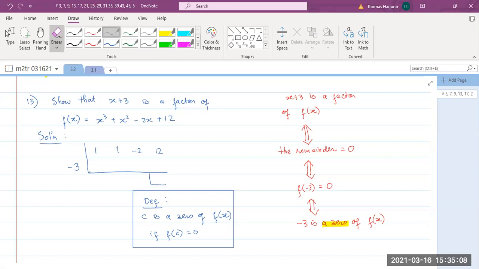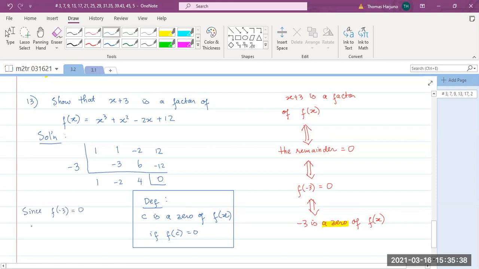So I drop the first number down. 1 times negative 3 is negative 3. When I add, I get negative 2. Negative 2 times negative 3 is positive 6. When I add, I get 4. 4 times negative 3 is negative 12. When I add, I get 0. Now, since f of negative 3 is equal to 0, then x plus 3 is a factor of that polynomial f(x).